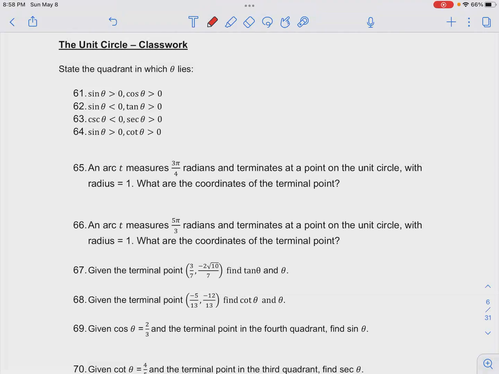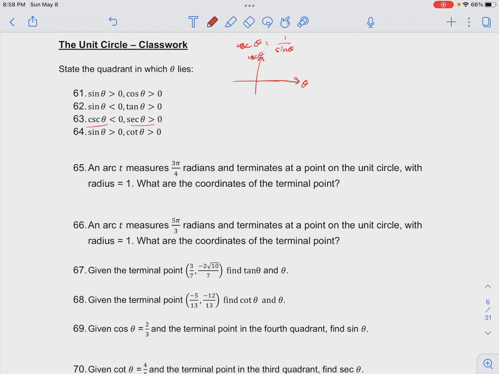Number 63 in your classic for the unit circle, we want to find the quadrant in which theta can lie where cosecant is less than 0 and secant is greater than 0. So drawing the graph for cosecant first, which is 1 over sine of theta, on an xy graph, we use this as our theta, and this is our cosecant of theta.